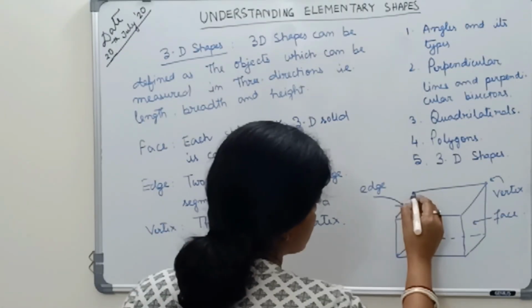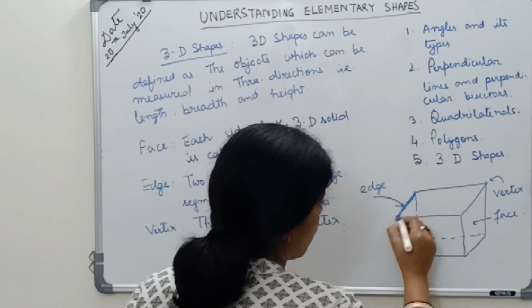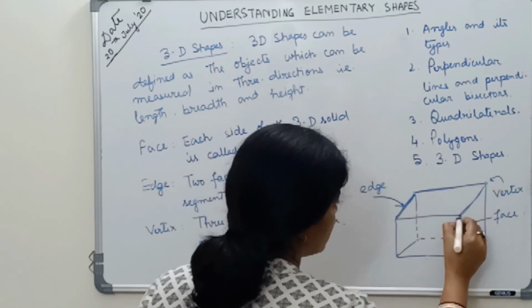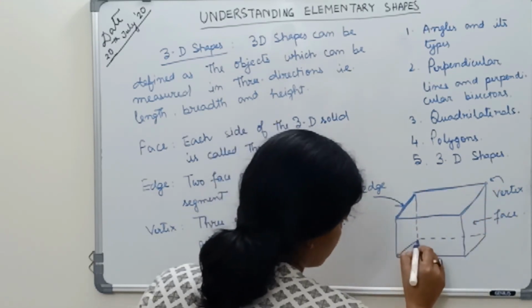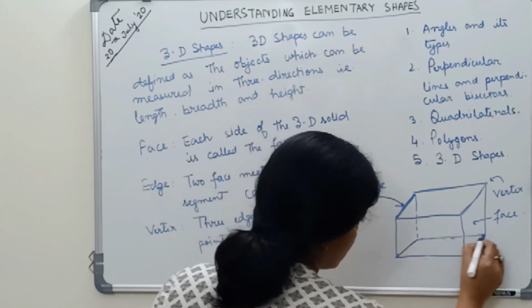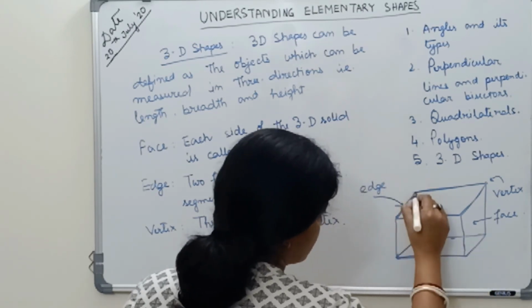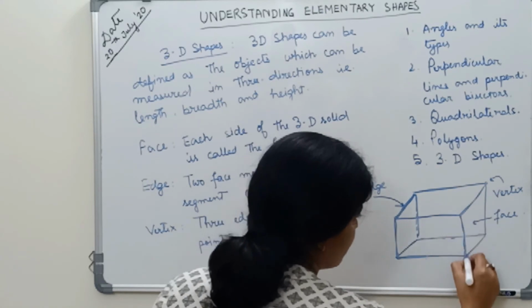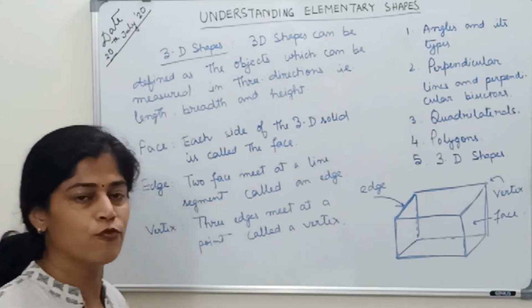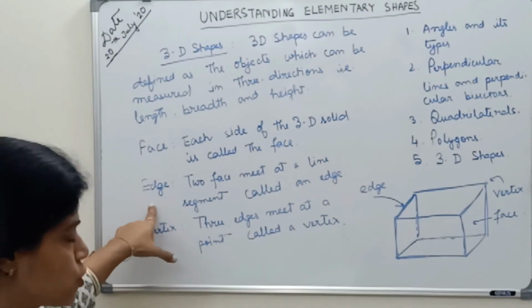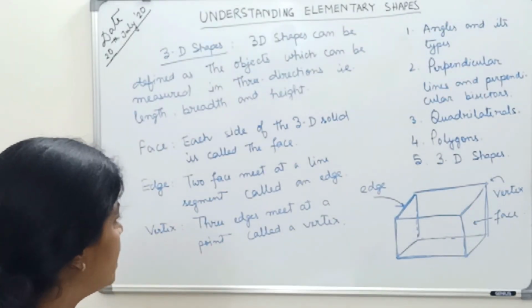See here how many edges are there? Two faces meet. 1, 2, 3, 4. Then 5, 6, 7, 8. Then 9, 10, 11, 12. So 12 edges are there for a cuboid.